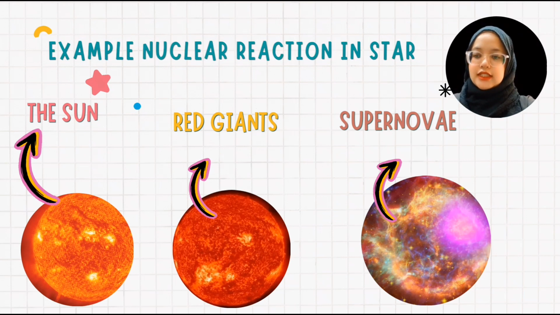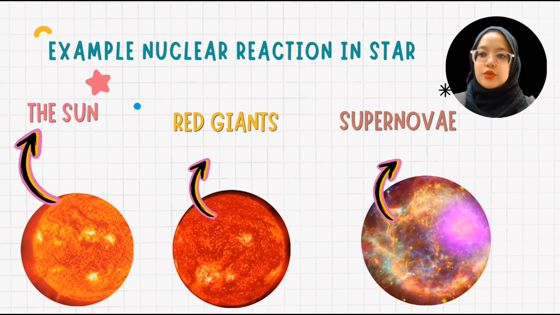Examples of nuclear reactions in stars include three. First is the Sun. The Sun undergoes the proton-proton chain reaction in its core, converting hydrogen to helium and releasing energy that powers its luminosity. Second is the red giant. These stars have exhausted hydrogen in their cores and are now fusing helium into heavier elements like carbon and oxygen.